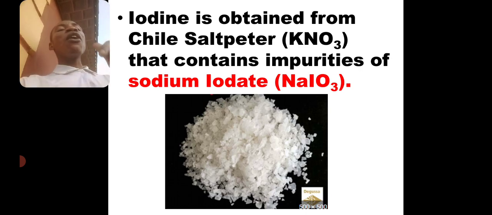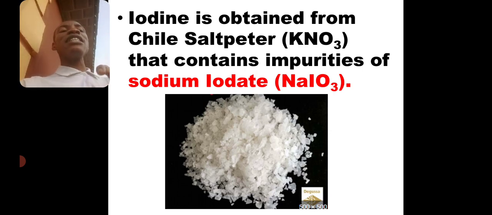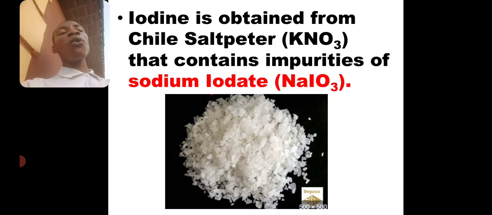Iodine can be obtained from Chile saltpeter. Chile saltpeter is potassium nitrate(V) that contains impurities of sodium iodate. That's sodium trioxoiodate(V), NaIO3.